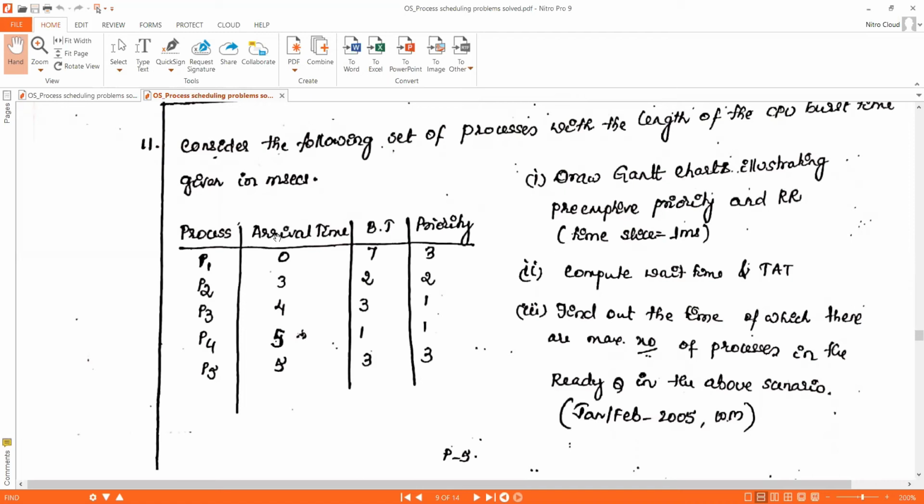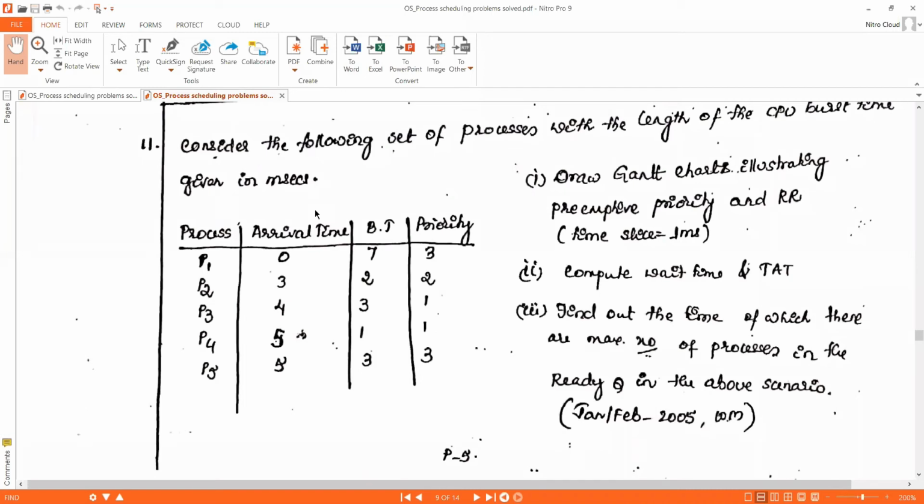Okay, here we have the arrival time. This is preemptive priority scheduling. If there is no arrival time given, then we need to consider it is non-preemptive priority scheduling. What is the difference between preemptive priority scheduling and non-preemptive priority scheduling? In non-preemptive priority scheduling, once the process is allocated the processor, the process will not leave the processor until its completion of its execution. That is non-preemptive priority scheduling.